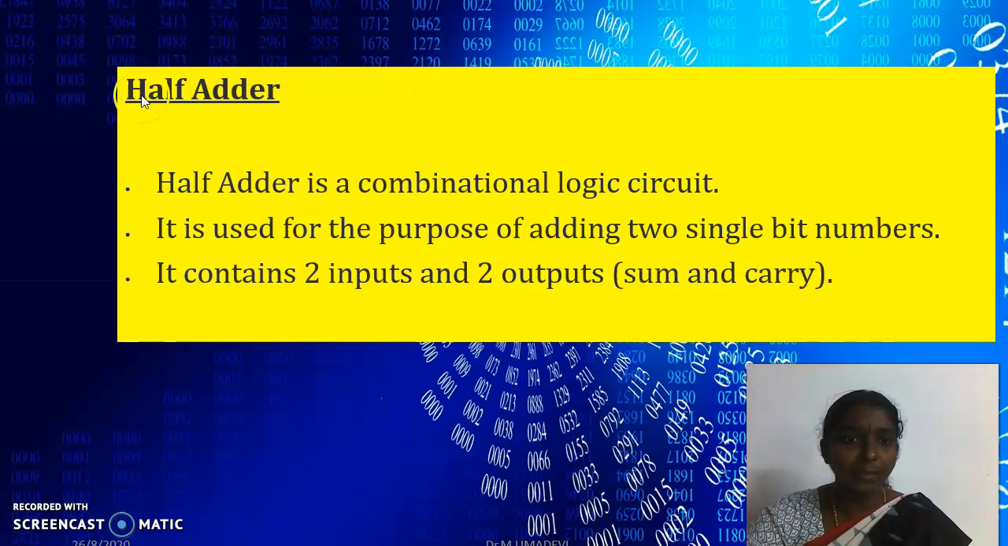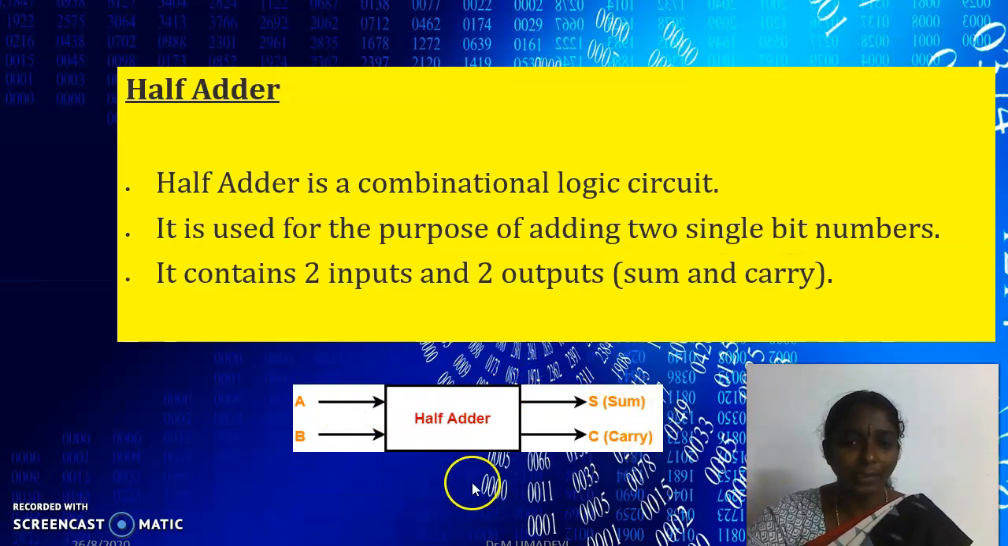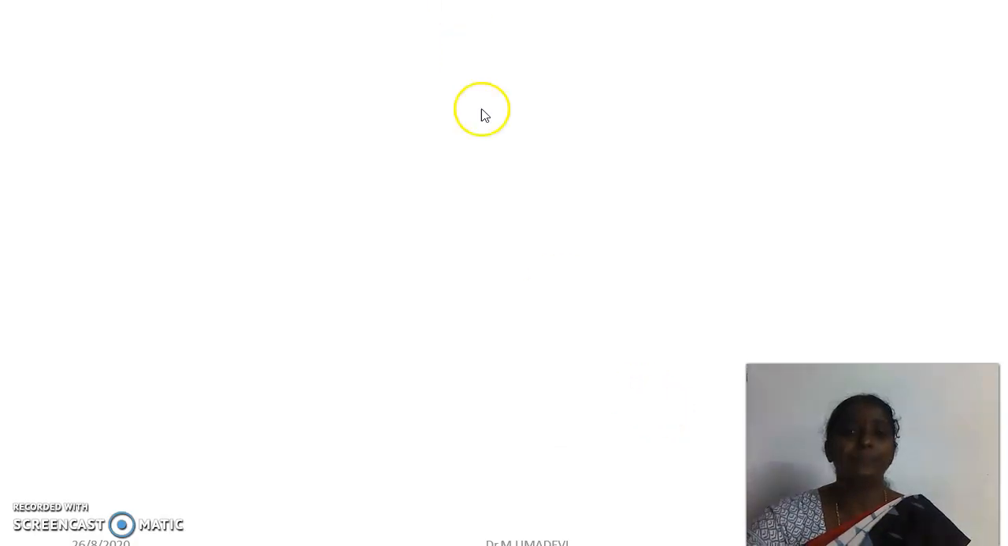So let me repeat, half adder is a combinational logic circuit and it is used for the purpose of adding two single bit numbers like 0, 1, 1, 0, etc. It contains two inputs and two outputs. Two outputs are sum and carry. See here, this is the symbol for half adder. It has two inputs A and B and two outputs S and C. S denotes sum and C denotes carry.